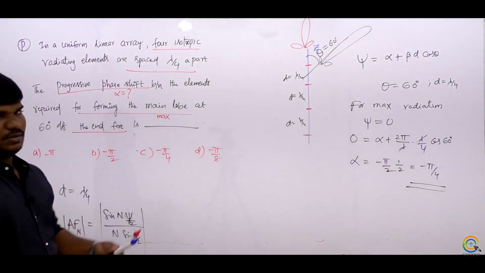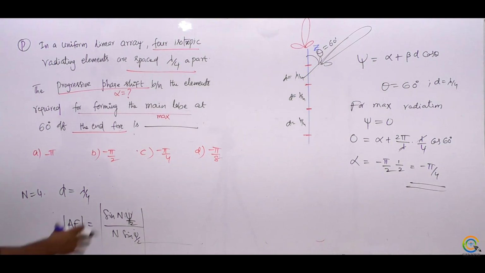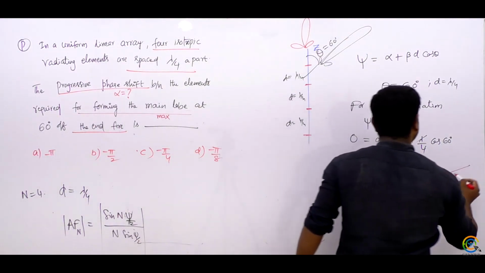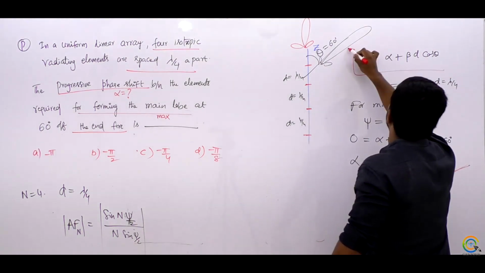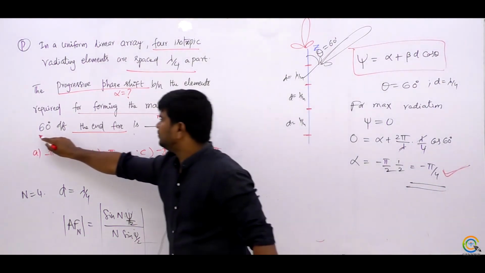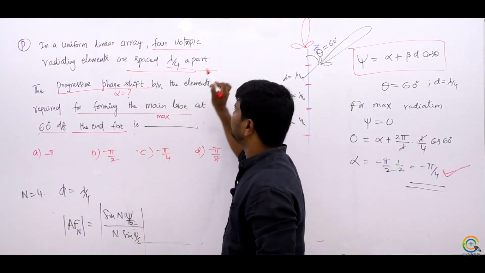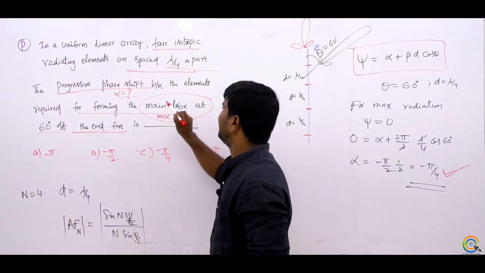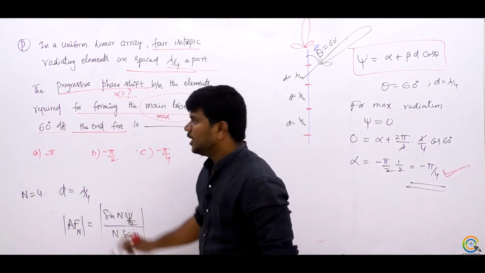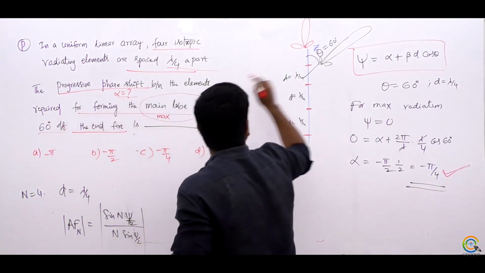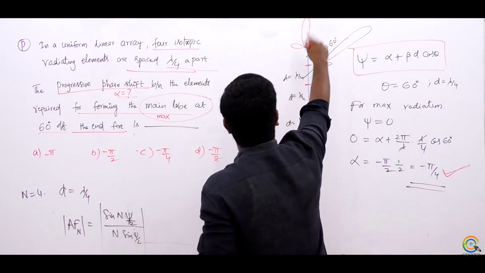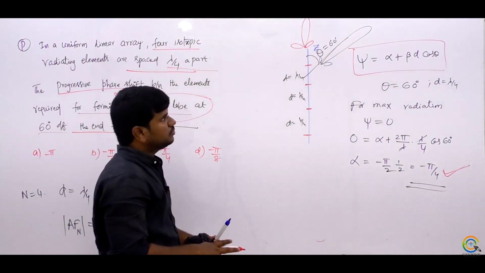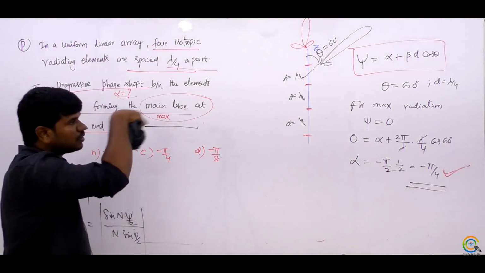So the figure is not needed actually. So you have to notice this. What has he given? Theta is given, and spacing is given. You have to find alpha, and one more thing is given, that the maximum lobe is at 60 degrees. If it is not given, it will always be in the theta equals 0 direction.